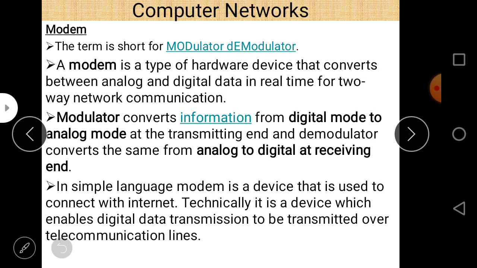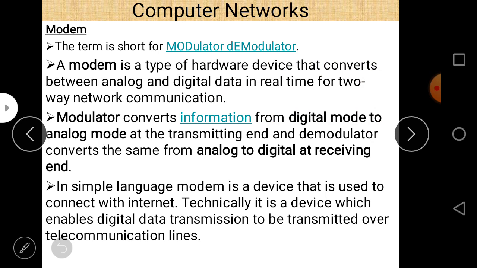So there are two terms, modulation and demodulation. Modulation means conversion of signal from digital mode to analog mode, and demodulation is just the reverse of the modulation process, that means analog to digital conversion. Signal may be in the form of analog or digital form. Computer understands only the digital language, that means 0 or 1.